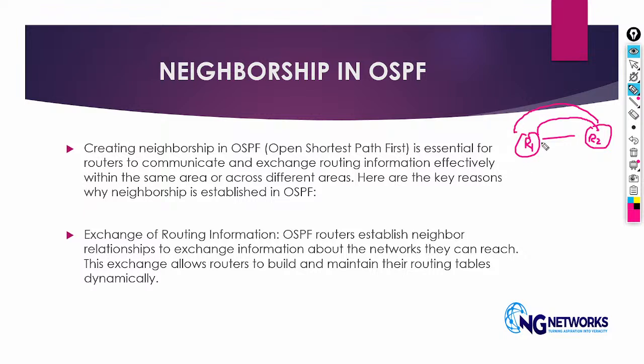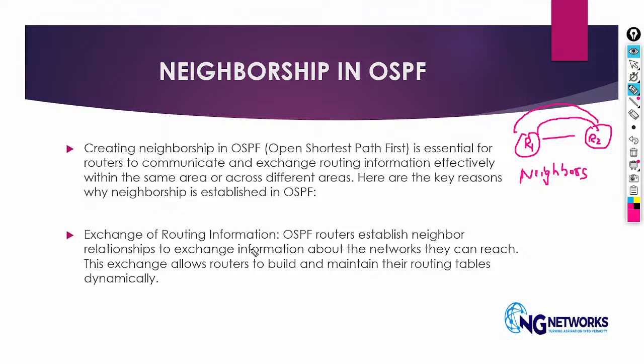So they need to understand whether R2 is there or not, whether R1 is there or not. So R1 and R2 will exchange the hello packet and form the neighborship. They will understand that R2 is there, and R2 will understand R1 is there, and they will form a neighborship, so that after creating the neighborship they can exchange the information.